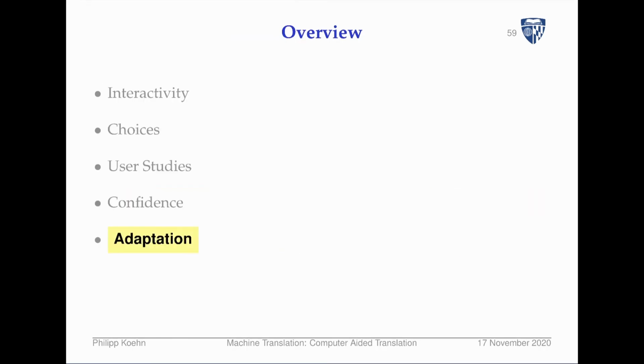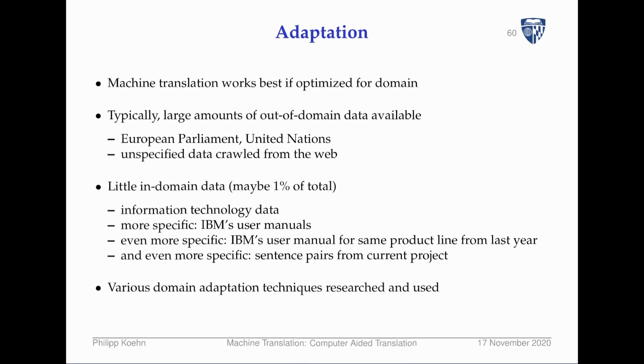Okay, the final topic I want to talk about is adaptation. We already had an entire lecture on adaptation, so let's just discuss a little bit how adaptation comes up in the context of computer-aided translation. We already discussed that machine translation works best if it is optimized for a particular domain. And we have the problem that typically large amounts of out-of-domain data are available, like European Parliament, United Nations, some web crawl data, but there's only very little in-domain data.